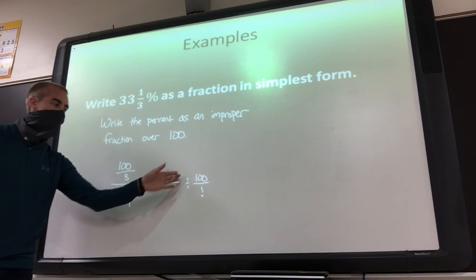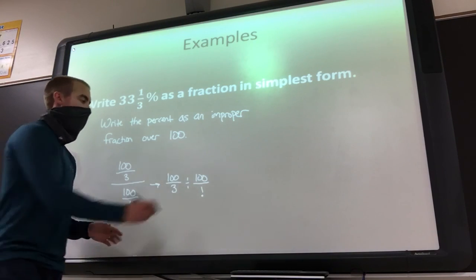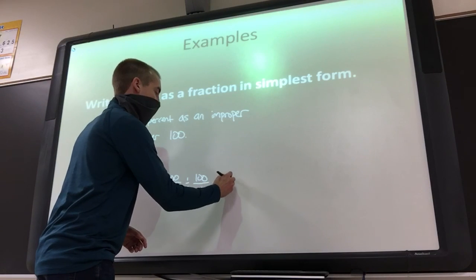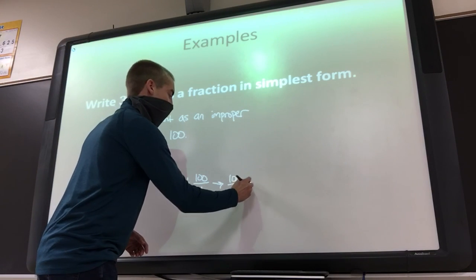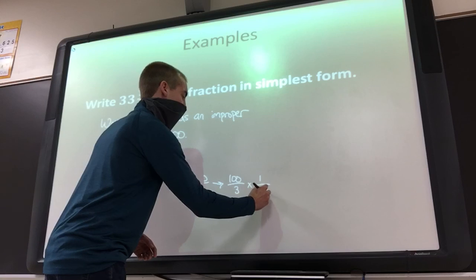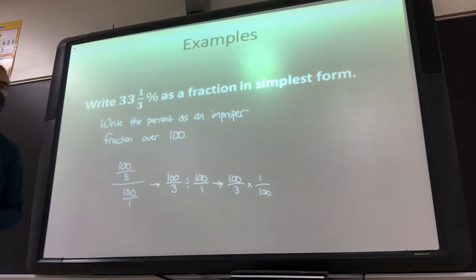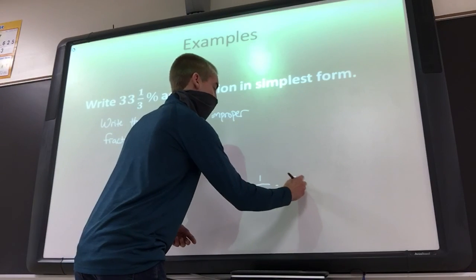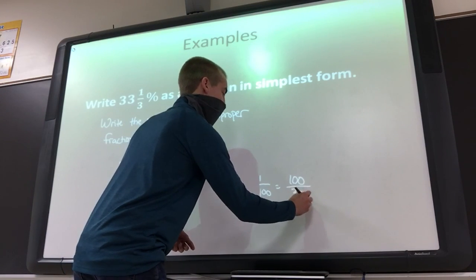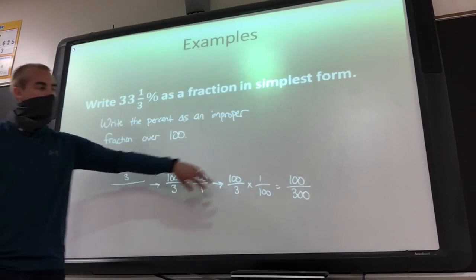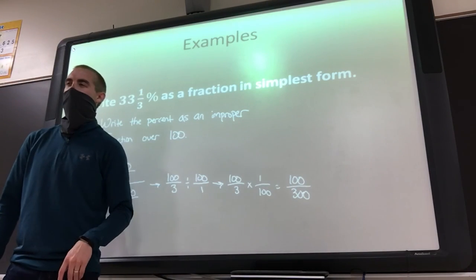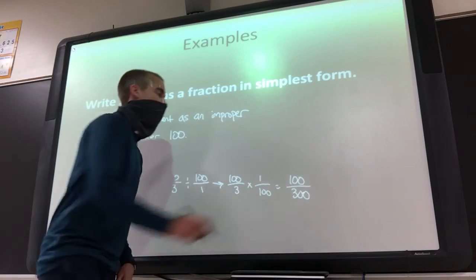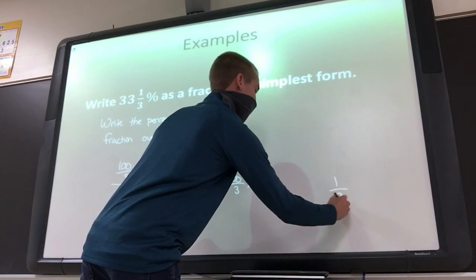And then we'll do keep, change, flip. So it would be 100 over 3 times 1 over 100. And then multiply straight across. So we get 100 over 300. And what does 100 over 300 simplify to? 1/3. So 1/3 would be our answer.